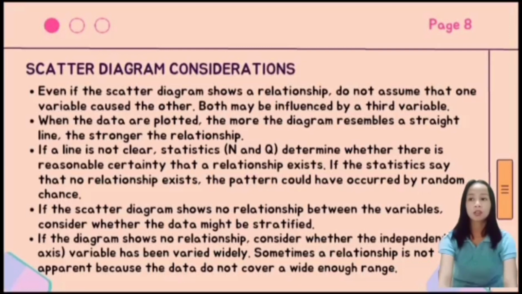Next, if the scatter diagram shows no relationship between the variables, consider whether the data might be stratified or rearranged. The last one is, if the diagram shows no relationship, consider whether the independent x-axis variable has been varied widely. Sometimes a relationship is not apparent because the data do not cover a wide enough range.